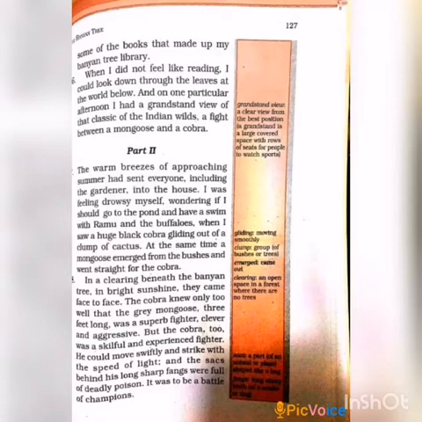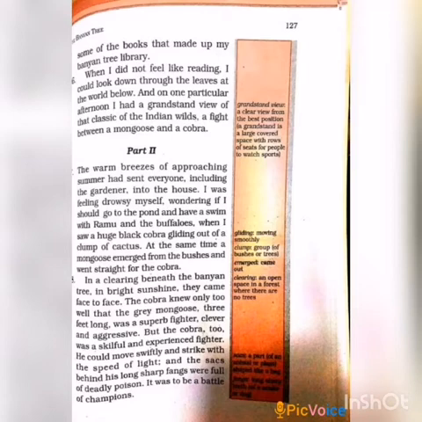In a clearing beneath the banyan tree, in the bright sunshine, they came face to face. So who met face to face? The mongoose and the snake, the cobra. The grey mongoose, 3 feet long, was a super fighter, clever and aggressive. This is the description of the mongoose given by the author. But the cobra too was a skillful and experienced fighter. Both are good fighters, so the author considered them champions.